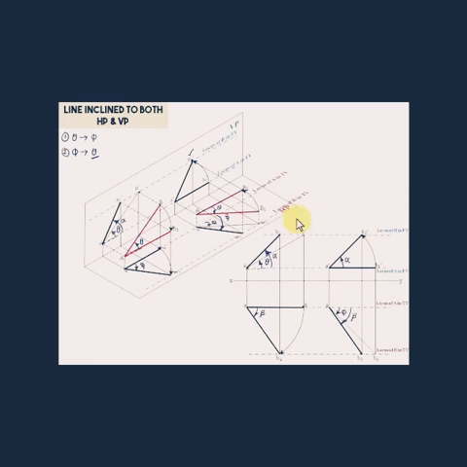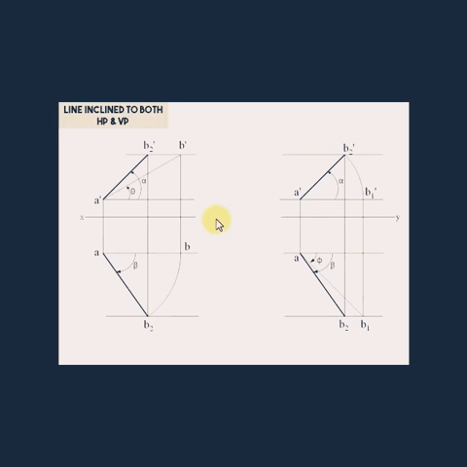Now let us have a look at this orthographic projection. Let us zoom in on this. Here we go. So this is exactly what we've drawn. This is the final front view and the final top view.